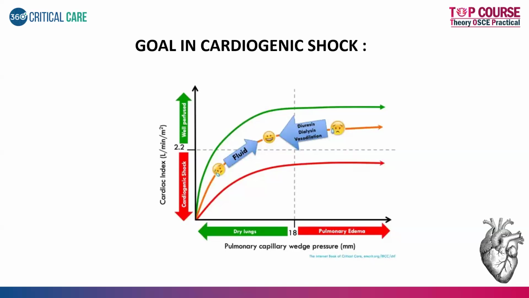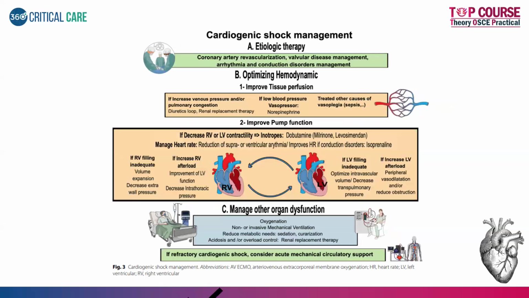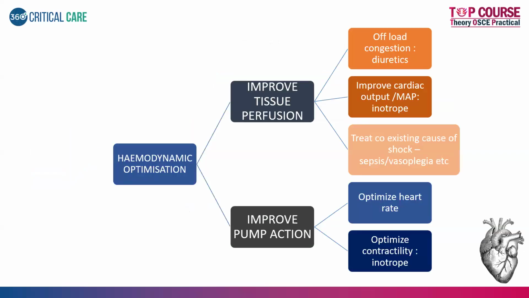Okay, in that, we need to look at the probable ways that we can do it, whether it is by fluids, by diuresis, by dialysis, or by inotropes. That depends on what the patient's presentation would be. So it's always the sweet spot that we need to target. We have already addressed the etiological therapy. The next thing would be to optimize hemodynamics. And how do we optimize hemodynamics? It can be either by improving tissue perfusion, or by improving the pump action.